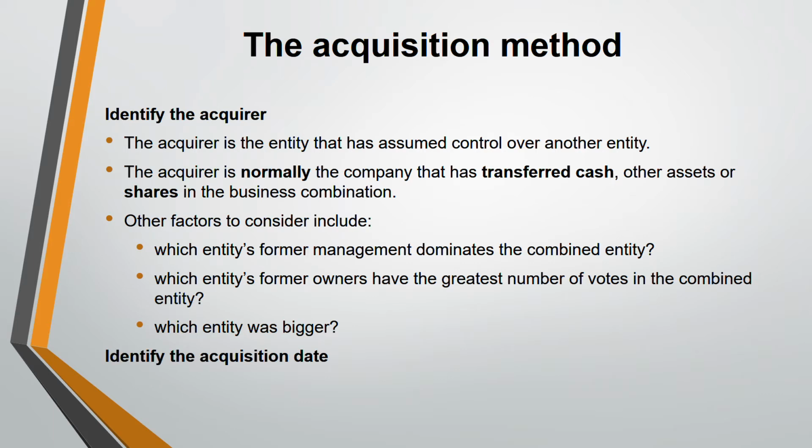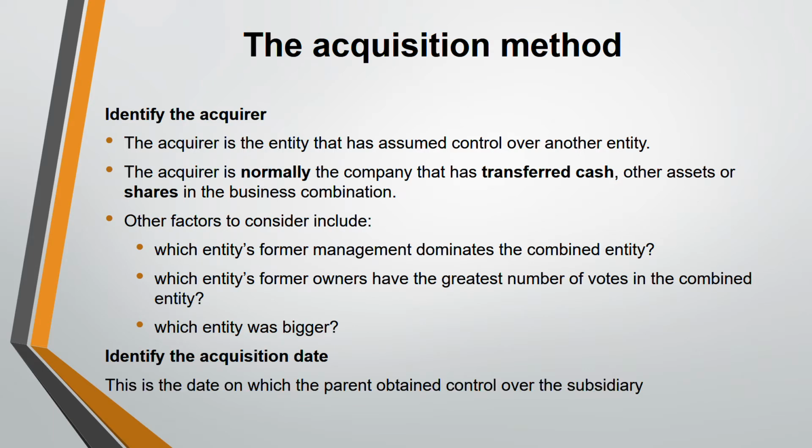Second step, second requirement, identify the acquisition date. We are done with the acquirer part. Okay, so these are some things. Identify the acquisition date. The acquisition date is normally given to you for calculation purposes. But if they are asking it in a theory part, then it is the date on which the parent obtained control over the subsidiary. Sometimes they might not just write the acquisition date, they might write sentences like this is the date the parent has got control over the subsidiary. That means that's the acquisition date.